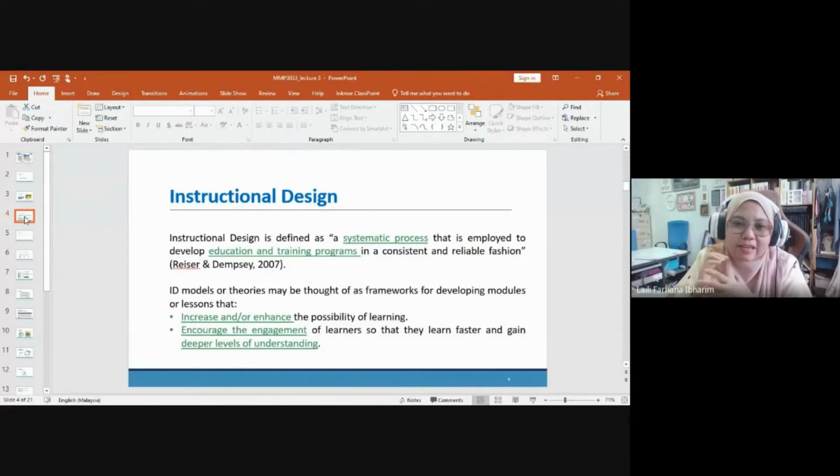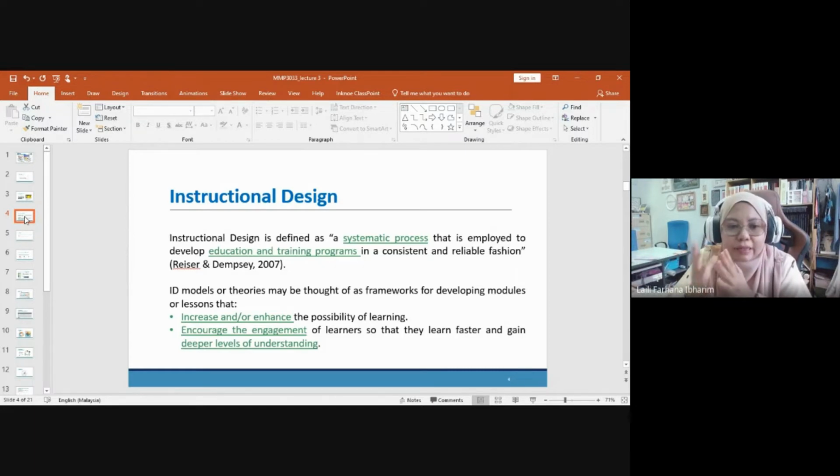I hope you can get the clear idea of what the teaching model is. Okay, so now we go to the instructional design. Instructional design is defined as a systematic process. That means we have to follow steps or phases in terms of how to design our class. This instructional design is employed to develop education and training programs in a consistent and reliable fashion. That's what I meant by designing our class implementation.